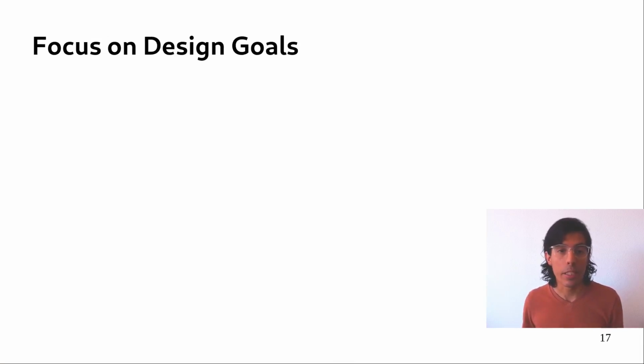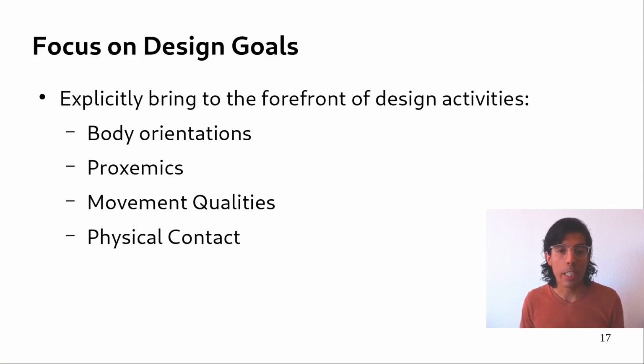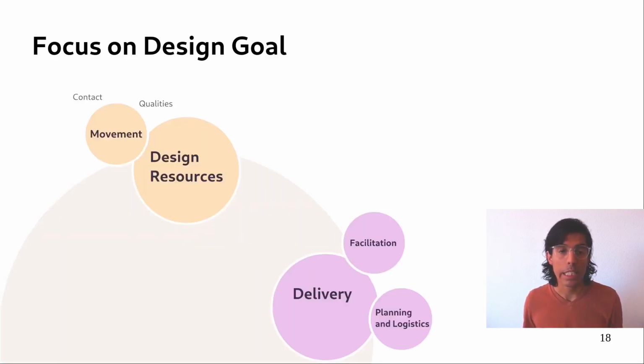Focus on design goals. An insight that we put forward based on the movement qualities and contact subcategories is that even though aspects related to moving bodies in space, such as body orientations, proxemics, movement qualities, or physical contact, are common and present daily, they are not frequently in focus. Based on our analysis, we argue that they need to be explicitly brought to the forefront of design activities if they are meant to be used as design resources. This recommendation from movement qualities and contact is connected to the facilitation and planning and logistics categories of the delivery group.